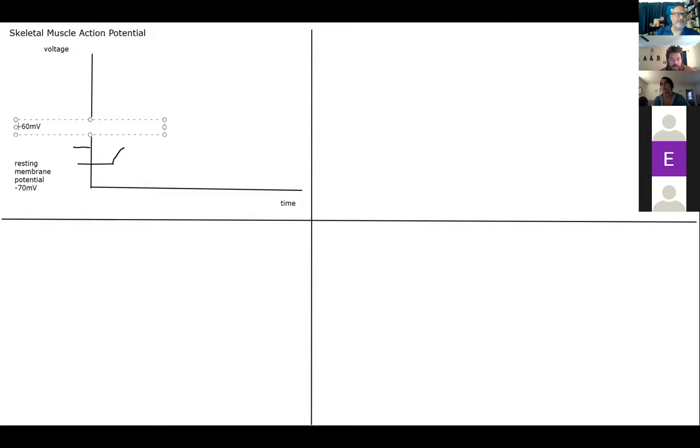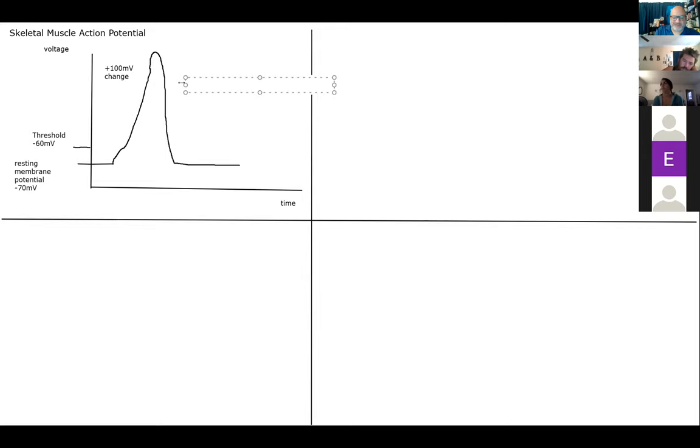And what do we call that particular point? Threshold. If we can get it to threshold, we know it's going to produce a big, huge, massive, rapid positive signal, which as we know is about a plus 100 millivolt change. However, this action potential, just as rapidly as it depolarized, it repolarizes back to rest. And as I think we talked about, the average speed of a skeletal muscle action potential is somewhere around 1 to 3 milliseconds, somewhere in that range.